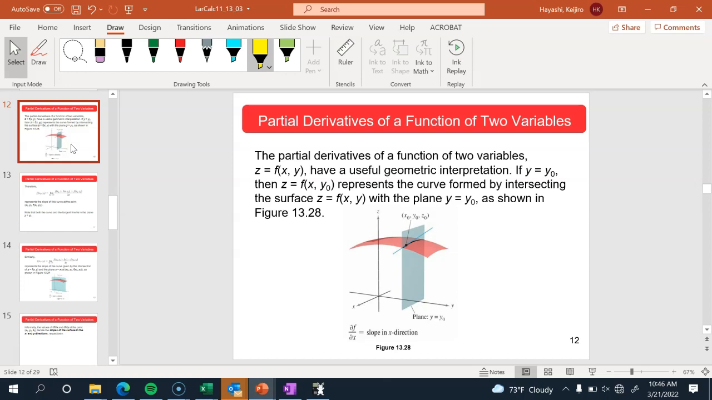What a partial derivative is, or how to interpret a partial derivative, is basically: what is the slope if you're going only in the x direction, if you're talking about the partial derivative with respect to x? Or what's the slope of the line on the surface if you're going only in the y direction, if you're talking about the partial derivative with respect to y?